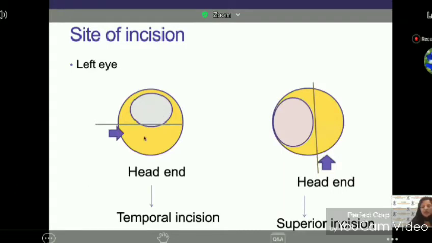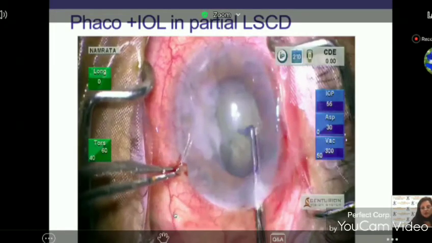So you have to plan your incision first. Suppose the corneal haze is on this side, you have to plan in such a manner that at least one half of the cornea is clear. So you go in with a temporal incision here. Whereas if the opacity is like this, then here you will go in for a superior incision, because one half of the cornea has to be clear for you to do your phacoemulsification.